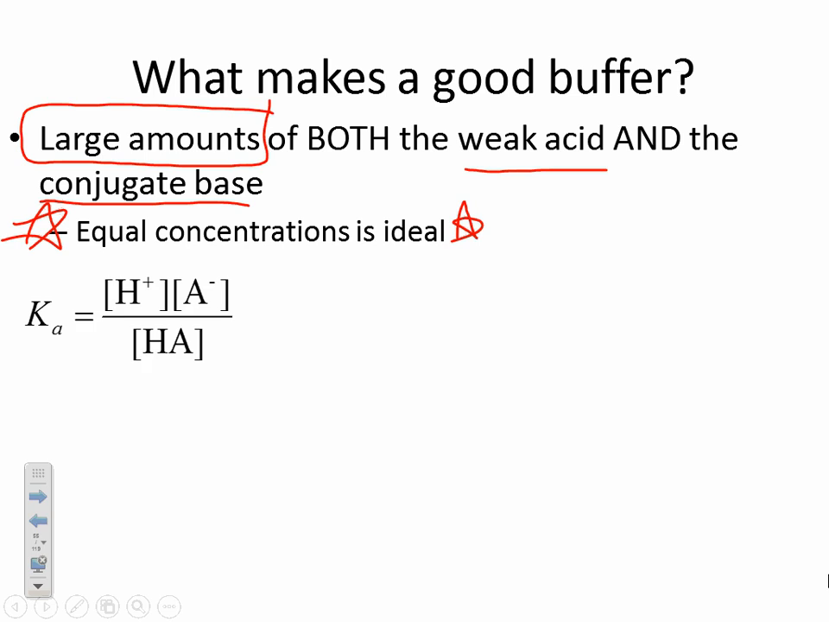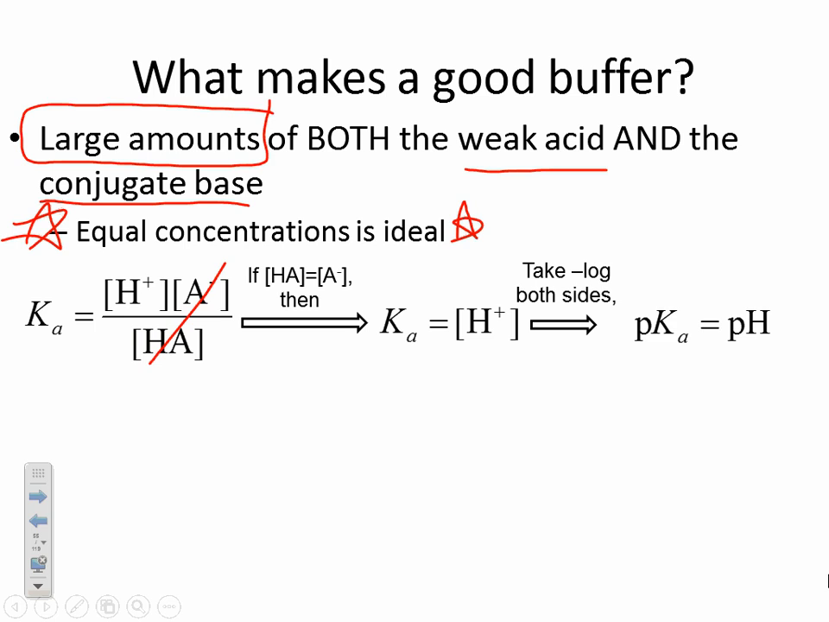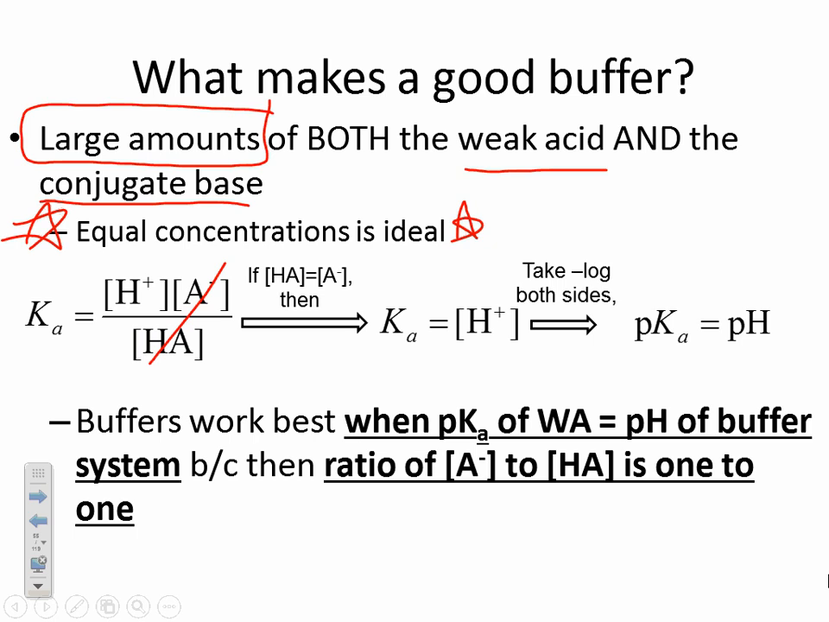And the reason is due to the equilibrium expression for a weak acid. So our weak acid equilibrium expression, which hopefully you're used to by now, Ka equals H plus times A minus divided by HA. Well, if the HA concentration is equal to A minus, then these 2 things will cancel out. And if they cancel out, we wind up with this expression, Ka equals the concentration of H plus. And if you simply take the negative log of both sides, then you wind up with this expression, pKa is equal to pH. And that actually becomes a critical thing about making a good buffer.